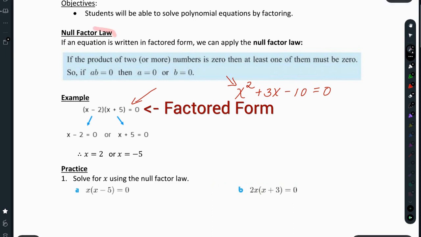And there's something called the null factor law that says that if we factor it and we set either of the factors equal to 0, then the whole polynomial is equal to 0. So if we take this factor and we set it equal to 0 and solve, we get a solution of x equals 2. If we take this factor and we set that equal to 0, we get a solution of x equals negative 5. And that's really all there is to it.